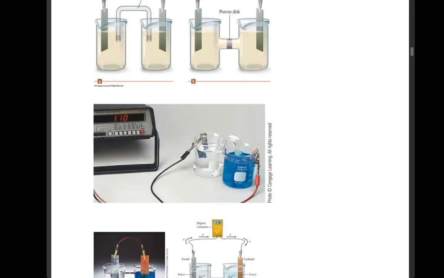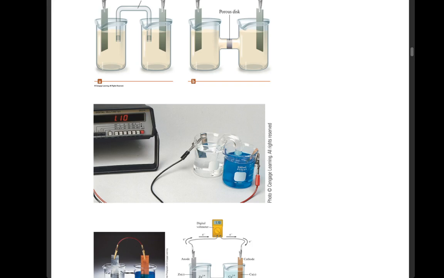This diagram with that voltage of 1.10 volts is showing the Daniell cell setup. So in the left compartment, we have the colorless zinc solution. We have the piece of zinc. There we have the salt bridge going over to the blue solution, the copper solution, and we have the piece of copper. You see that orangish looking metal there.